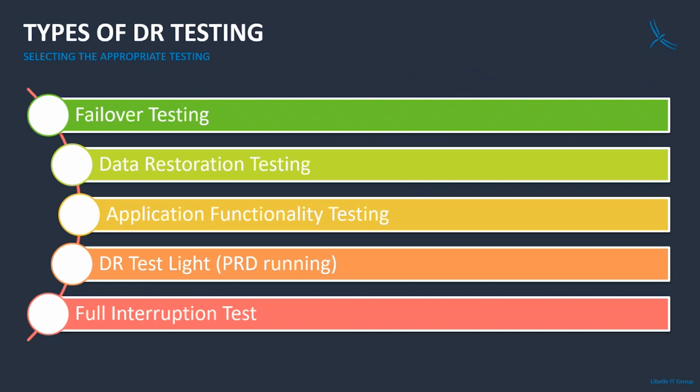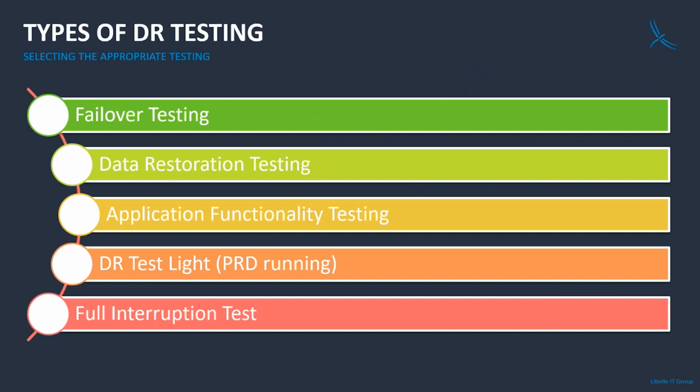Then there is data restoration testing. That is to test whether our backup methods work. So from our backup, can we restore the data and is it complete? Next is the application functionality testing, to check if the critical functions of the application are working in a DR scenario. Then there's a light DR test scenario where we still leave the production system running and we perform the test on a DR site to check whether the DR site comes online and is available.